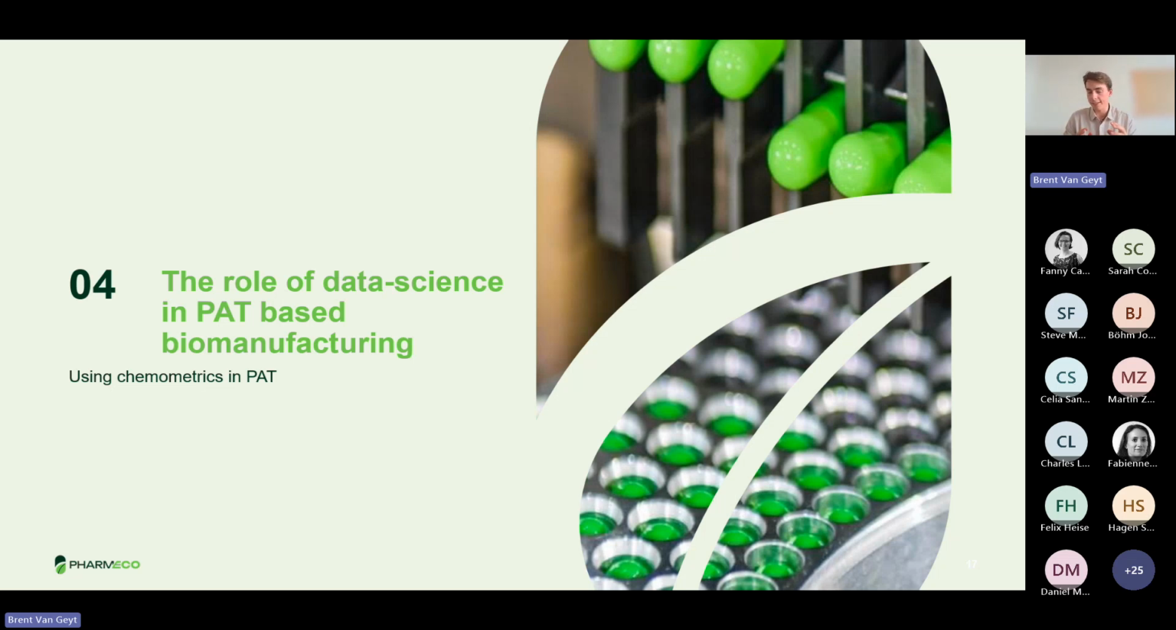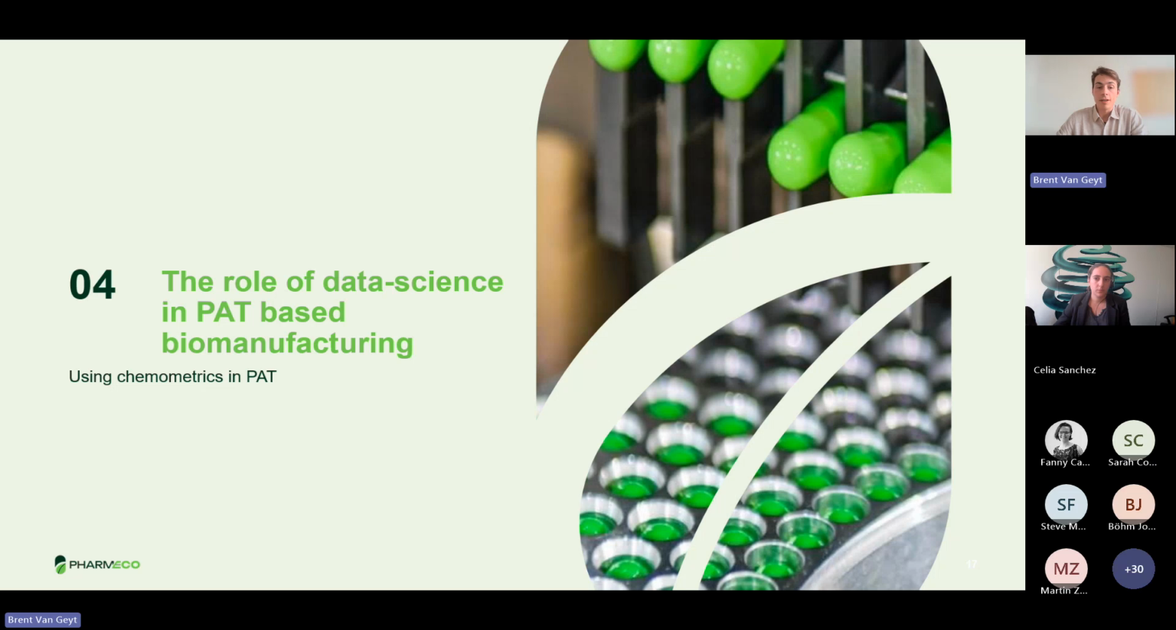So, as I said, we can use spectroscopy, but when you have a spectrum, we don't yet know how much glucose is inside the bioreactor. That's where the role of data science in PAT is very important. I'm not going to talk further about the data science itself. This is for Celia, and thank you for listening already.